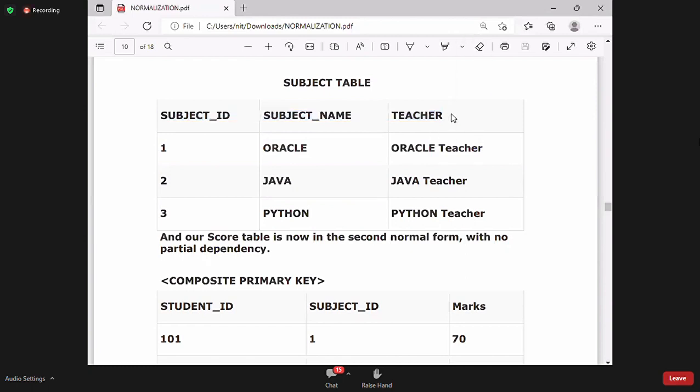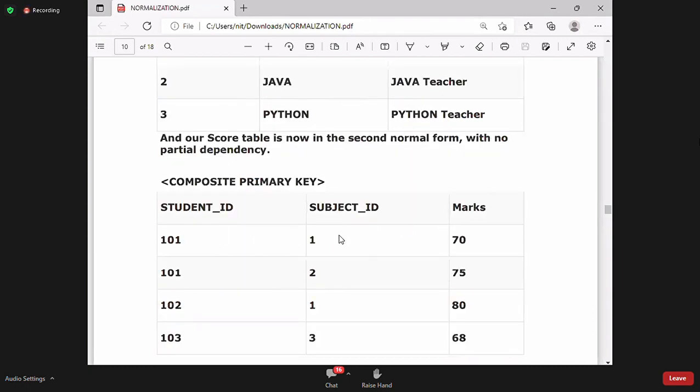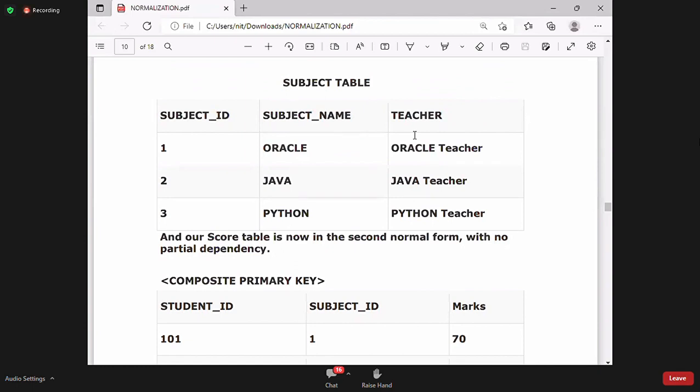Okay now. So what happened here? Teacher is depending on what? Subject ID. Because if you say Subject ID is the primary key column, then subject name and teacher, both of these columns depend on Subject ID. Can I say they are fully dependency columns? Yes. So that means in my Subject table, all are fully dependency columns. There is no partial dependency. And here also there is no partial dependency. Then both tables satisfy which form? Second normal form.